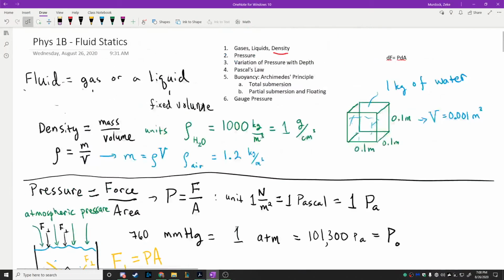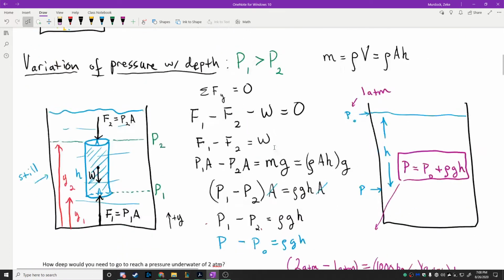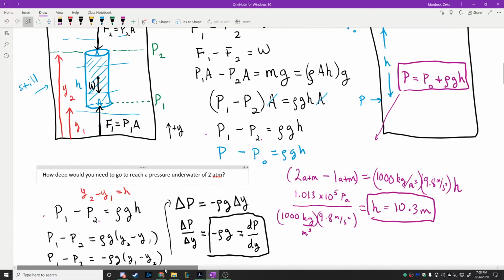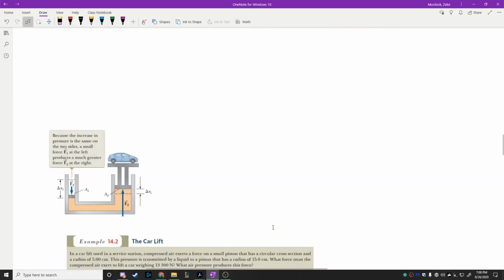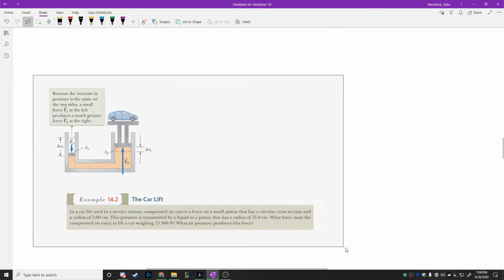Going into the second hour now of fluids for Physics 1B. We just discussed variation of pressure with depth. You should be able to do some homework problems with that. The next thing we want to talk about is Pascal's law. The thing that we want to understand here is basically how something like this works.